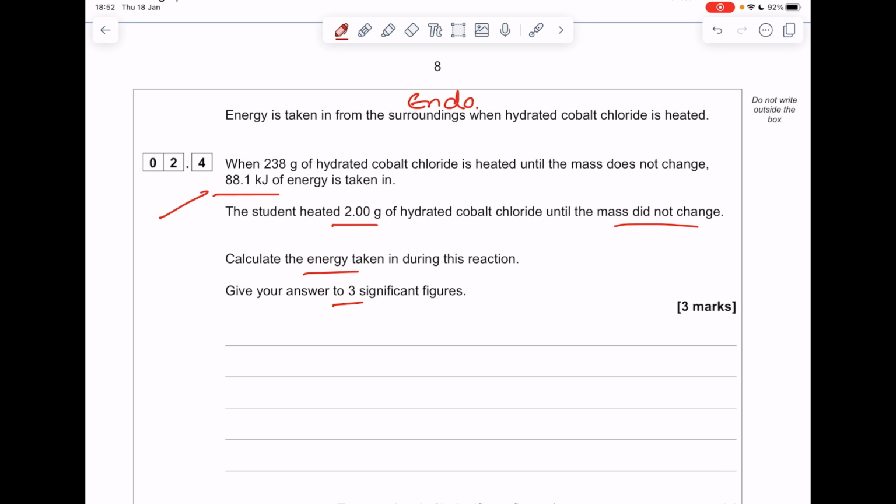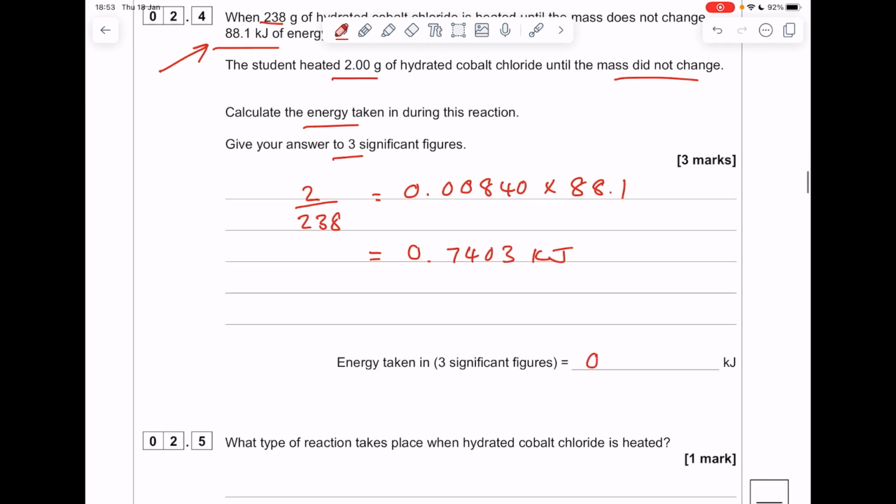Effectively, we need to work out what proportion of 88.1 kJ of energy is taken in. So we do the 2 grams we have in the question divided by 238. And then we multiply it by 88.1 kJ to get 0.7403 kJ. And we need that to 3 significant figures.